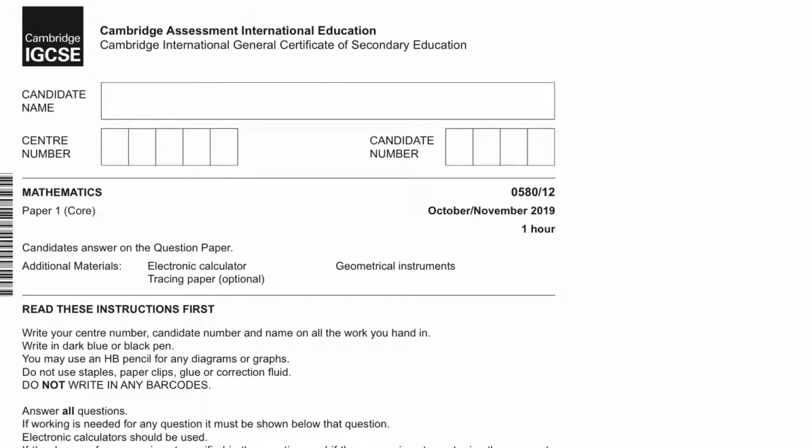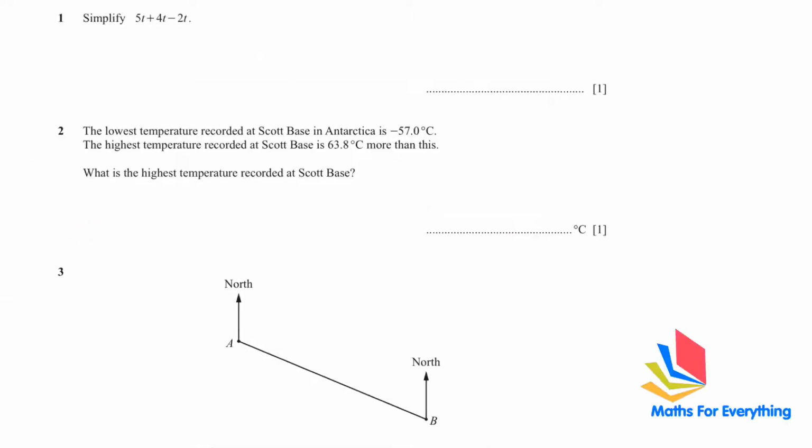Today we are going to solve Cambridge IGCSE Mathematics Paper 1 Core Variant 1 November 2019. Let's start. The first question. Simplify. They're all the same terms, so you just have to put 5 plus 4, 9, 9 minus 2, 7.